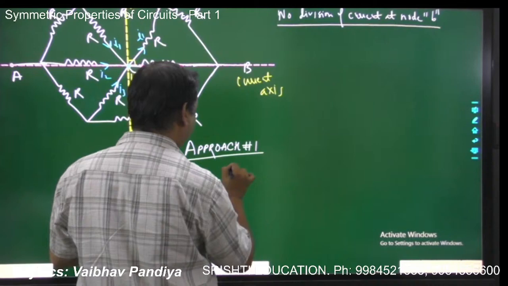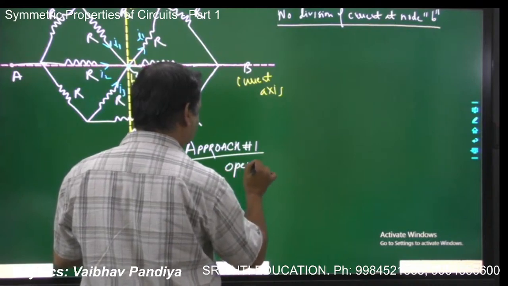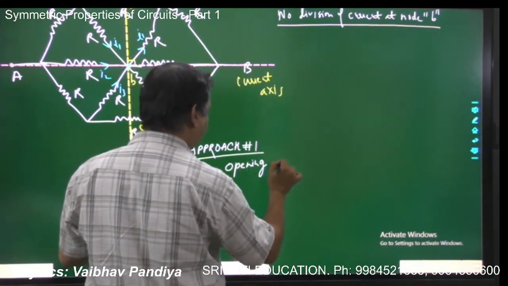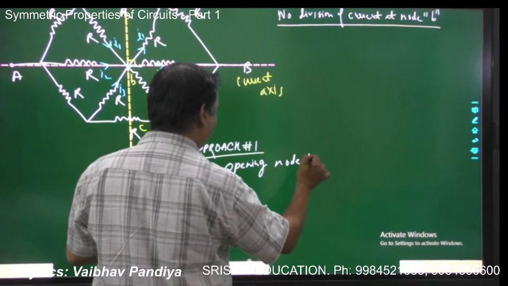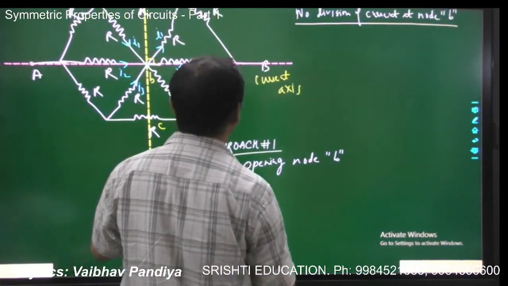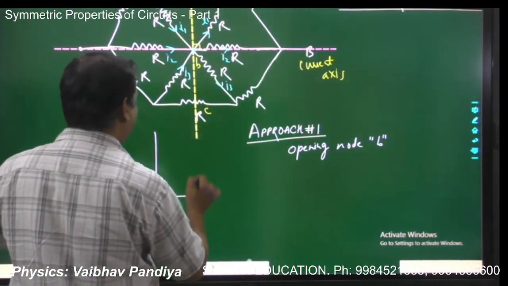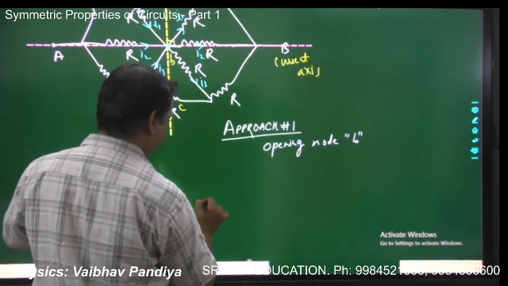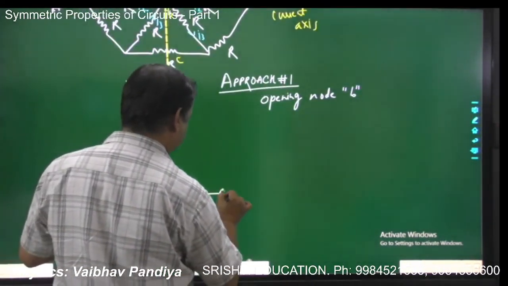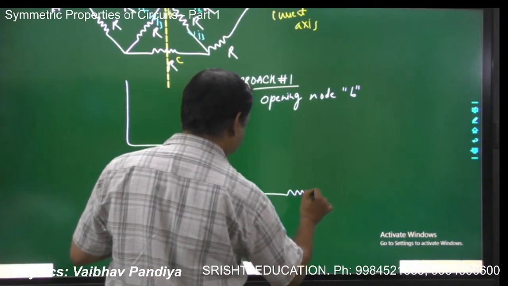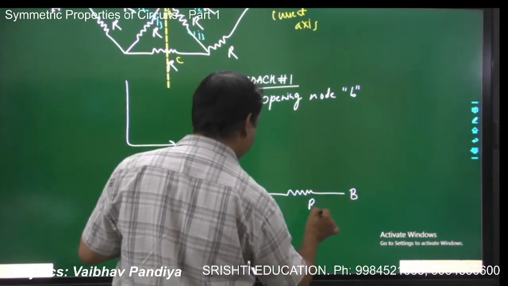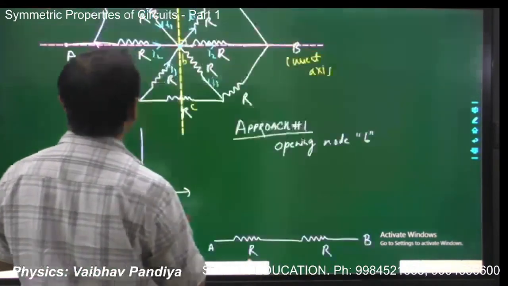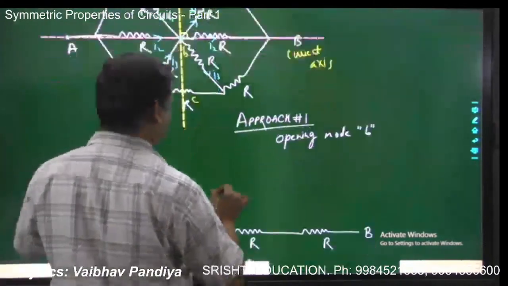Approach 1, opening node B. I will be making an equivalent figure and I will open node B. So I will have this as the target point A, and this is B, this is R, and this is R, and this is R 3 times.